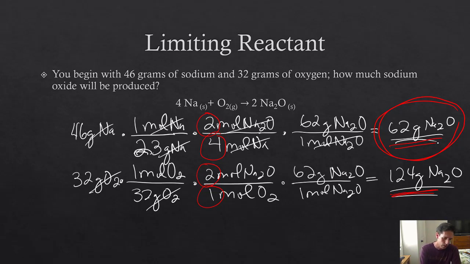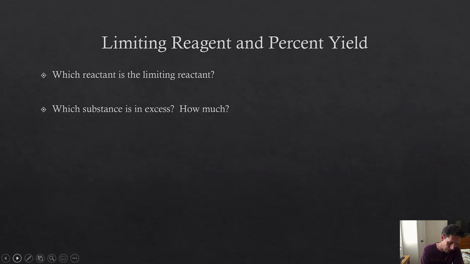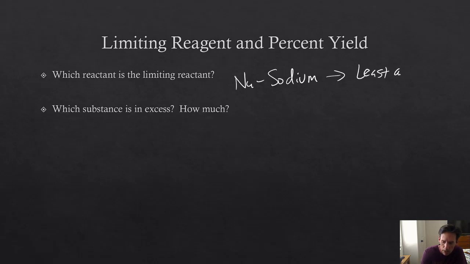Now, a couple other side questions that I could possibly ask, such as which reactant is the limiting reactant? Well, as we discussed, the one that's limiting me is the sodium. The sodium is limiting my production, and the reason I know this is because it produces the least amount of the product.